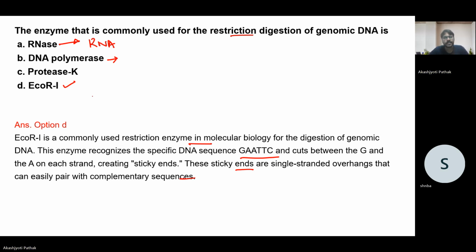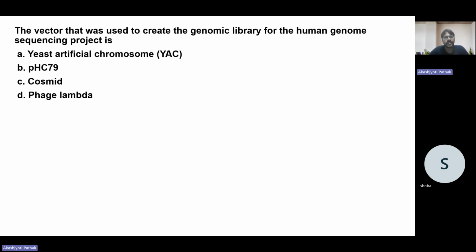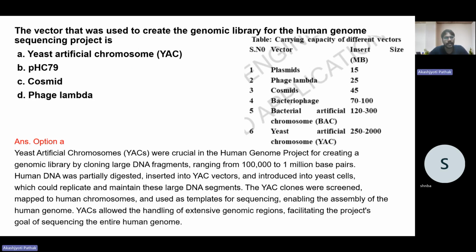Okay. So now the vector that was used to create the genomic library for the human genome sequencing project. Just now we discussed this. For the human genome sequencing project, the vector that was used was the yeast artificial chromosome, because a yeast artificial chromosome can carry large DNA fragments. You can clone large DNA fragments in a yeast artificial chromosome vector. You cannot use a bacterial plasmid vector for cloning of human genome fragments, isn't it? Okay, so the answer is yeast artificial chromosome.